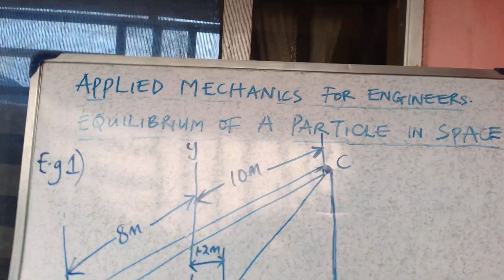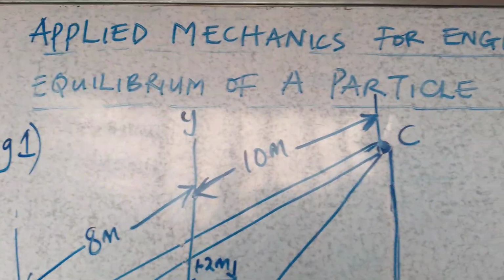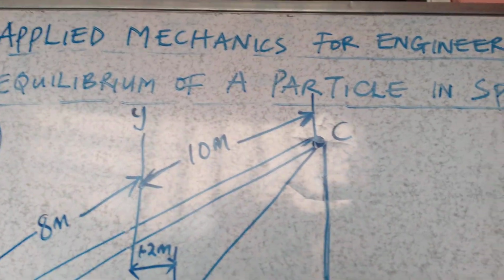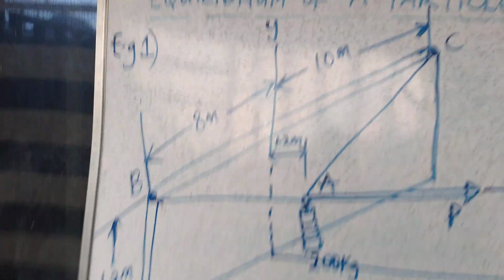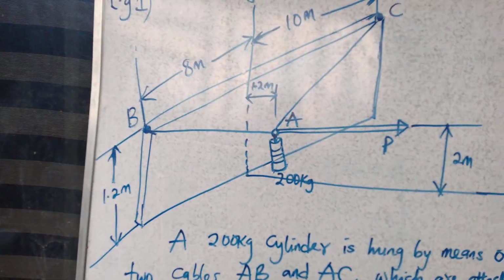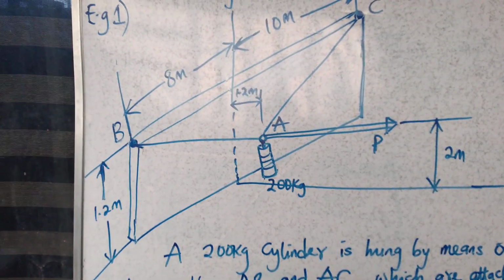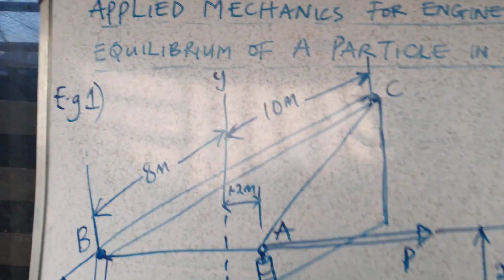Alright, we'll be looking at applied mechanics for engineers, and we'll be considering the topic equilibrium of a particle in space. Equilibrium of a particle in space. Okay, now let's look at this diagram. The diagram is showing us a wall, and we see the dimensions of this wall.